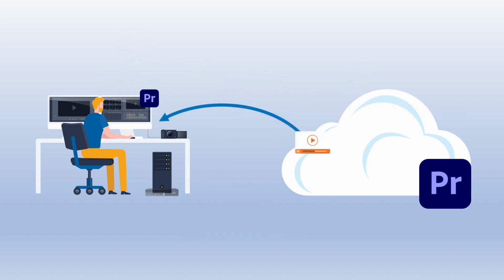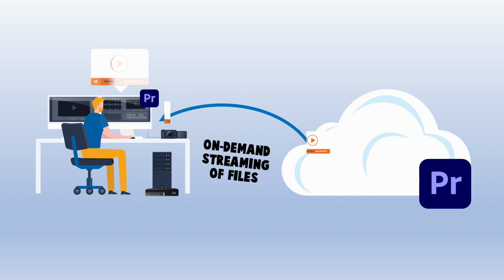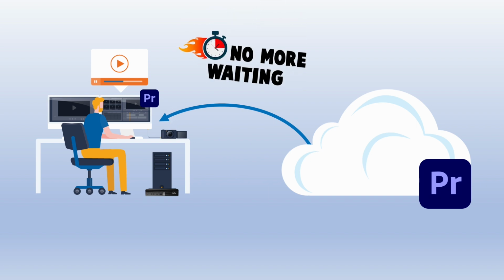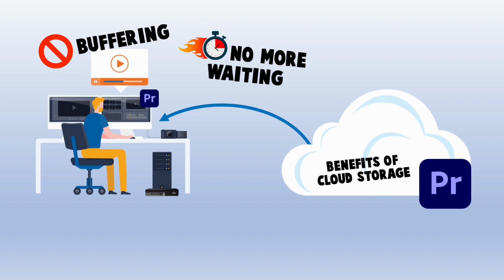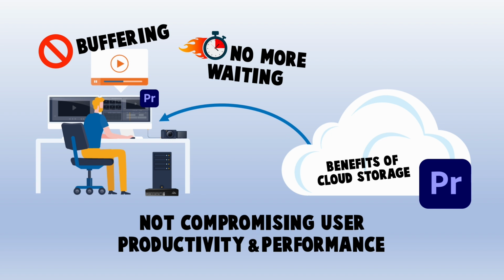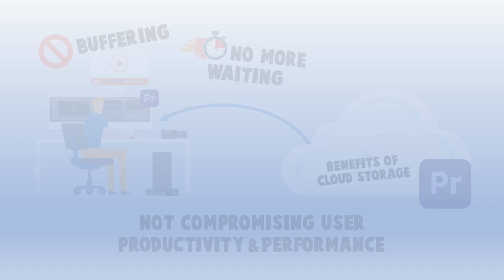To address this challenge, we introduced support for on-demand streaming of files to the CTERA Edge Filer. In other words, you no longer have to wait for the download to complete or buffer before starting to work on your file. This feature is extremely valuable for enterprise content services teams editing videos. It allows them to use the benefits of cloud storage while not compromising user productivity and performance. Now, let's see it in action.